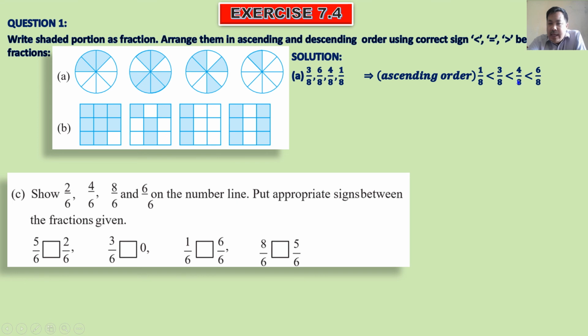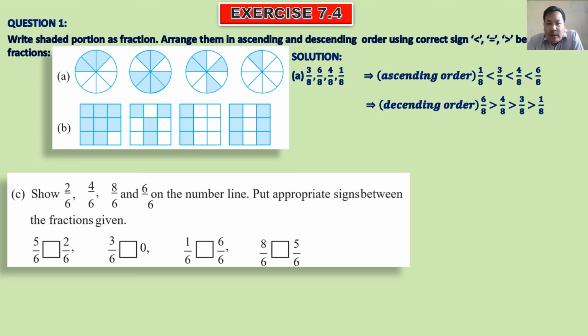So we put the sign here like that: 1 by 8 is less than 3 by 8, again 3 by 8 is less than 4 by 8, and again is less than 6 by 8. Like this we have ascending order. And next we have descending order. Descending order means we will start by arranging the bigger one first, isn't it? So here we have descending order: 6 by 8, 4 by 8, 3 by 8, 1 by 8, and we put the sign there. 6 by 8 is greater than 4 by 8, greater than 3 by 8, and greater than 1 by 8, like this. So this is the solution of A.